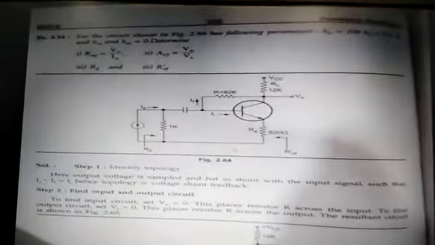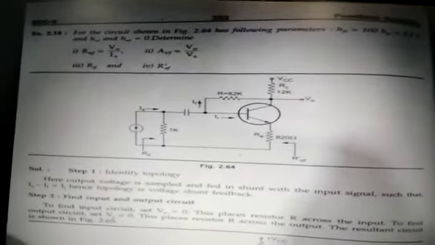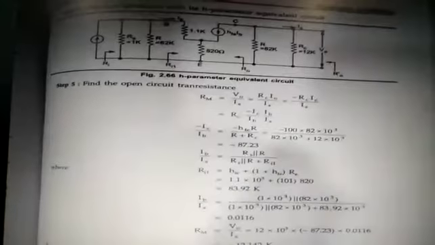So dear friends, please go through this problem. This type of various problems are there. You can go through it and try to calculate the values. I have also considered this circuit. In the next video, we will go through one more problem.